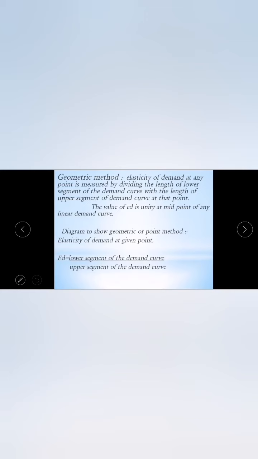What is the geometric method? Elasticity of demand at any point is measured by dividing the length of the lower segment of the demand curve by the length of the upper segment of the demand curve at that point. Okay, we have the formula: ED is equal to the lower segment of the demand curve divided by the upper segment of the demand curve.